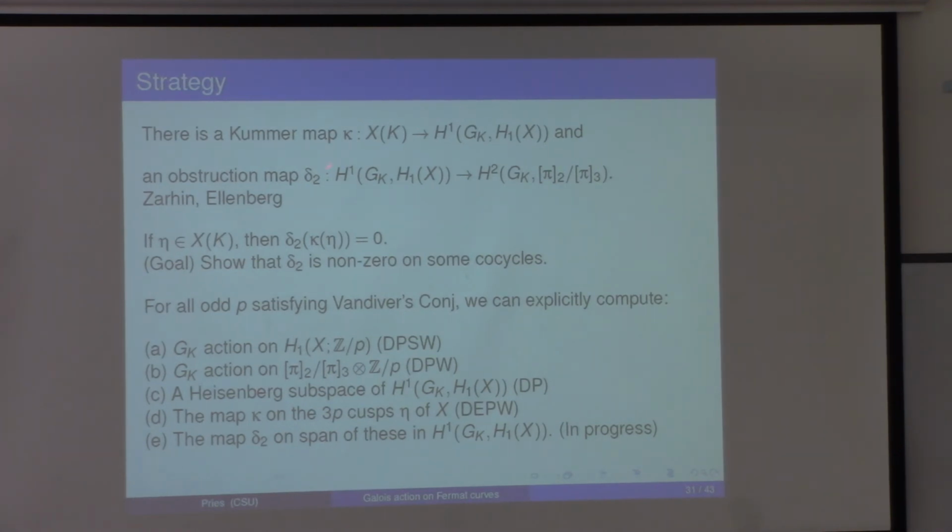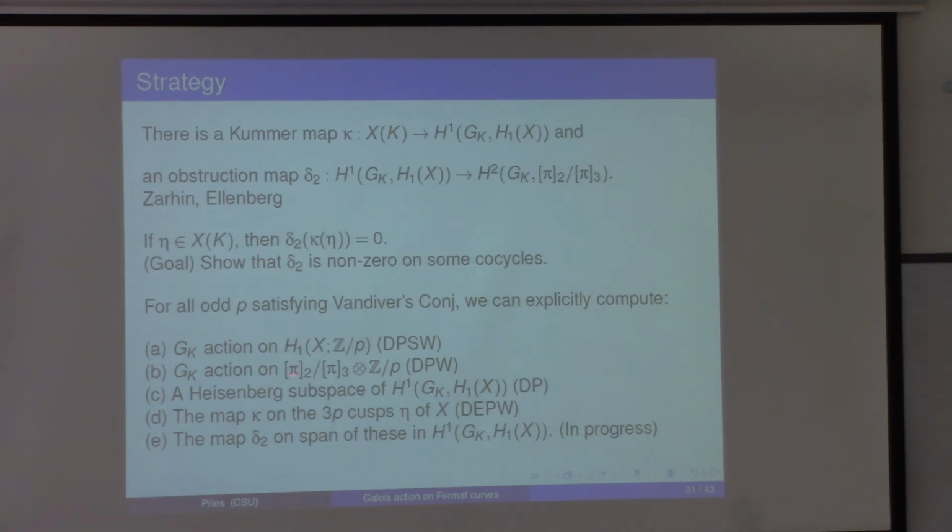So in order to actually compute these things, that has a lot of pieces. We need to understand the action of the absolute Galois group on H1 of X. That comes from Anderson's work and our explicit formulas. We also need to understand the action of the absolute Galois group on the second quotient in the lower central series. And that's what I told you about today.